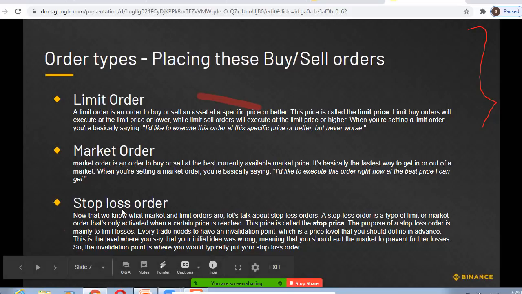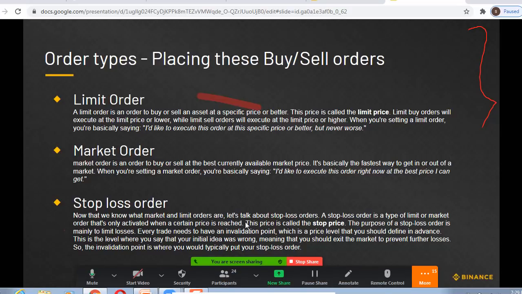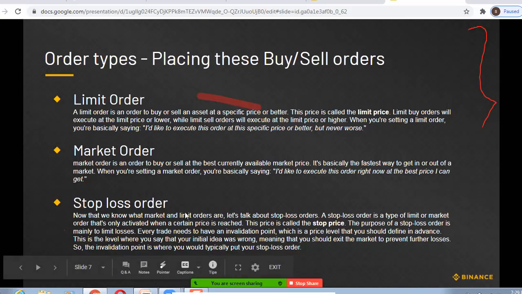Now we have another one called the stop loss order. This is used to limit a trader's loss when it comes to trading. Remember, trading is not only juicy. You can also experience losses, but you can use the stop loss order to limit your losses in case the market is going against you. So every trader needs an invalidation point where, if price crosses a particular point, you can say, okay, at this price, my idea is wrong, and that means I want to exit the market.